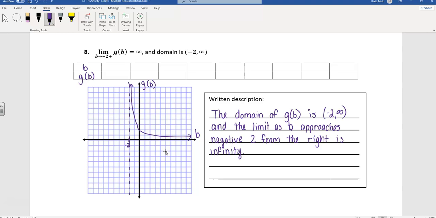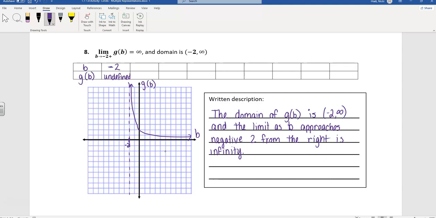Here's a good example of where you'd want to do it backwards, because if we're approaching negative 2 from the right, you want to go negative 1.9, negative 1.99, negative 1.999, negative 1.9999. But on the table, it needs to go from least to greatest. So it'd be a good idea on this one to do negative 2 and undefined, because negative 2 is not included in our domain. Our limit approaches infinity. So negative 2 is undefined.